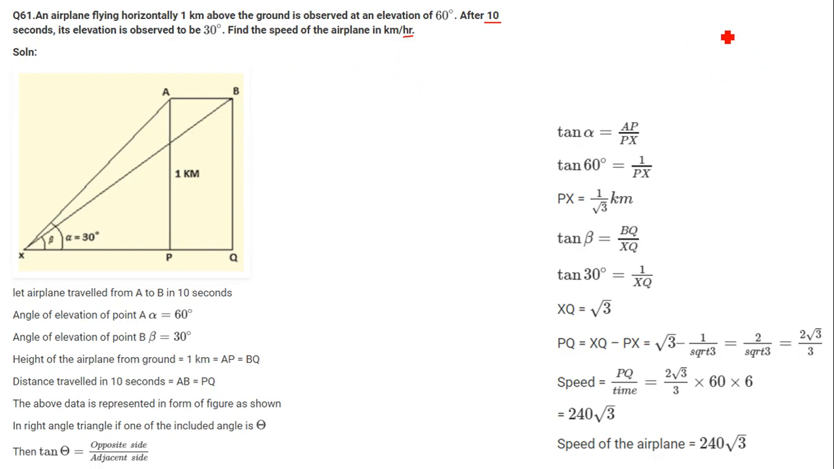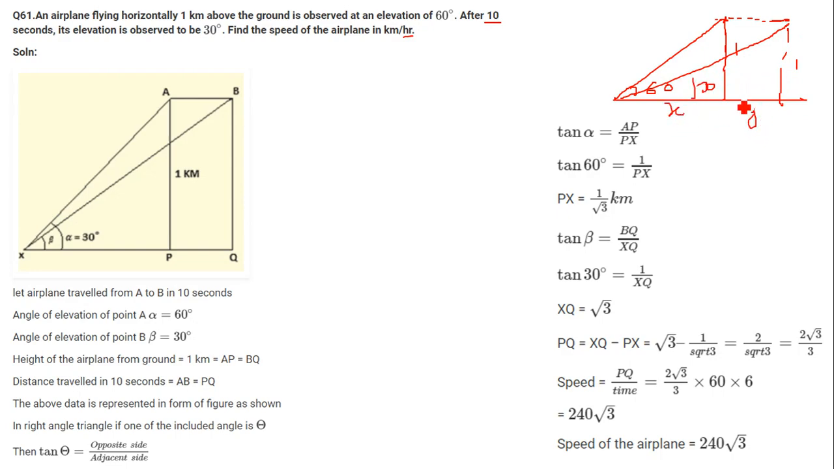Again, let me tell you, the scenario is here that an aeroplane is here. This is the ground. So see, it is above the ground. This is 1 kilometer. From here to here it is 1 kilometer. Now the angle of elevation is 60 degree in this case. But in 10 seconds it has flown and it has come to this position. Now the angle of elevation will become 30 degree. The height remains the same. This is 1 kilometer.